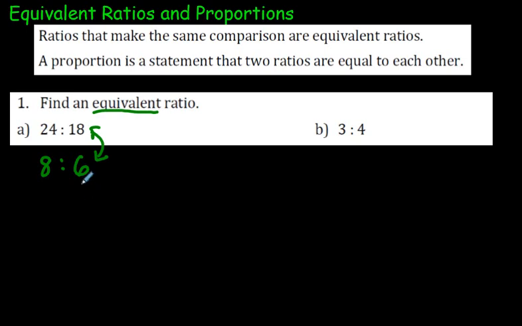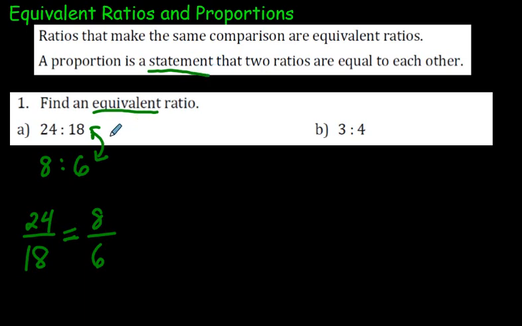If I wanted to call these proportions, generally I would just write them as a fraction. I find that a little easier. 24 over 18 is equal to, and when you put the equal sign, that is where it is making a statement. We are making a statement that 24 over 18 is equal to 8 over 6. So this is a proportion. We've just made a statement, and I suppose that's where that word comes from up above.